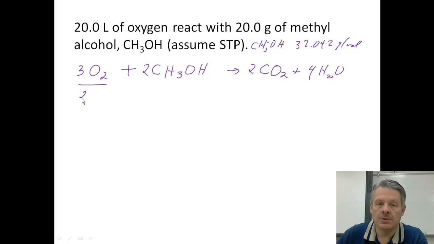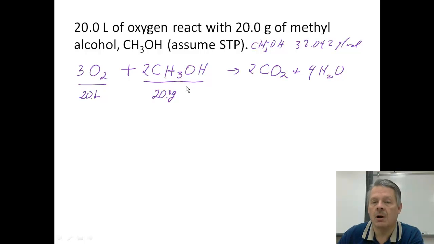Alright, now what do we have? We have 20 liters of oxygen. And over here we have 20 grams. And these all have 3 sig figs. So just kind of remember that as you're going through it. 20 grams of methyl alcohol. And our question is, how many liters of carbon dioxide? How many liters of carbon dioxide do we come up with?